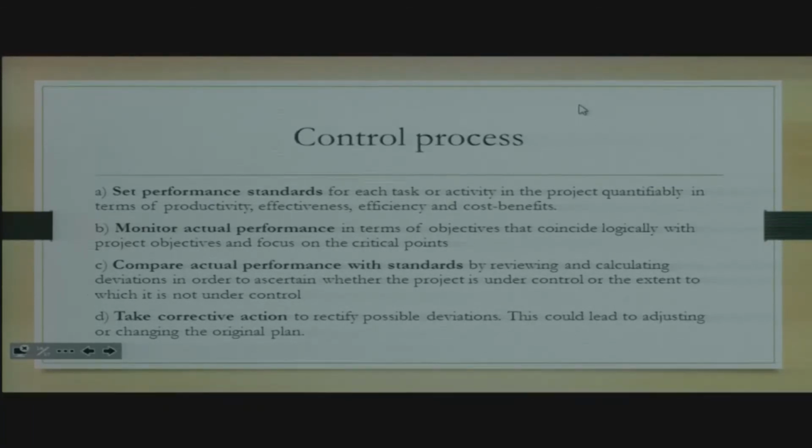You need to set performance standards for each task or activity in the project, quantifiably in terms of productivity, effectiveness, efficiency, and cost benefit. It's very important. What they mean here, your standard should be, let's say you're building cars, manufacturing cars. You can say on a daily basis, we need to have 3 cars that are done, finished, that is a standard, 3 cars in terms of quantity.